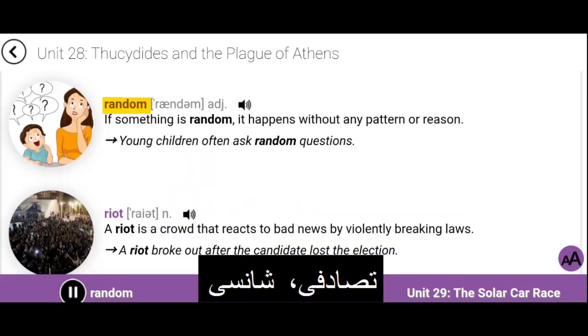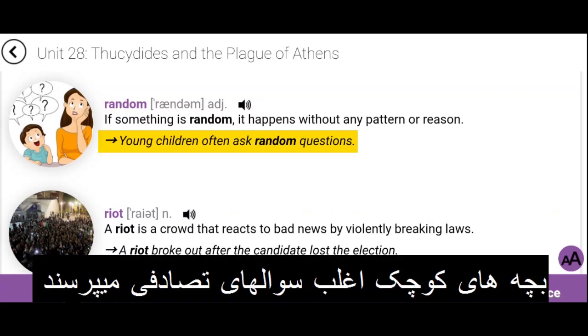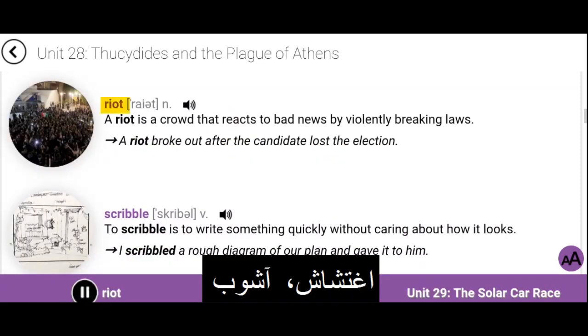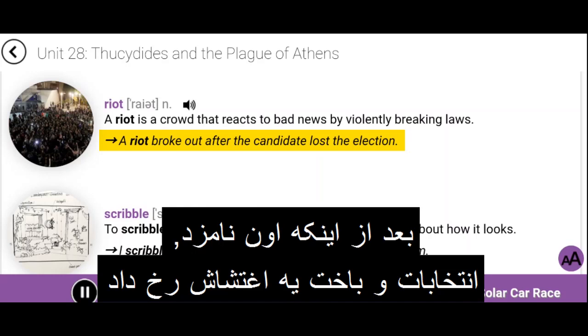Random. If something is random, it happens without any pattern or reason. Young children often ask random questions. Riot. A riot is a crowd that reacts to bad news by violently breaking laws. A riot broke out after the candidate lost the election.